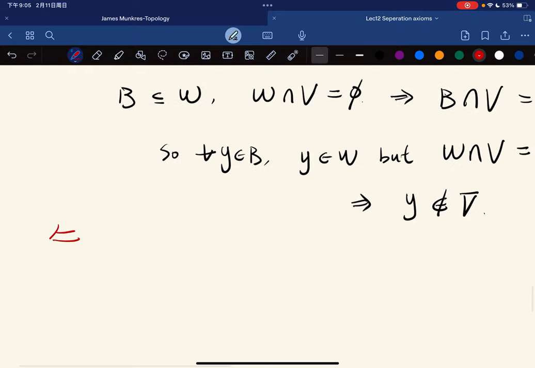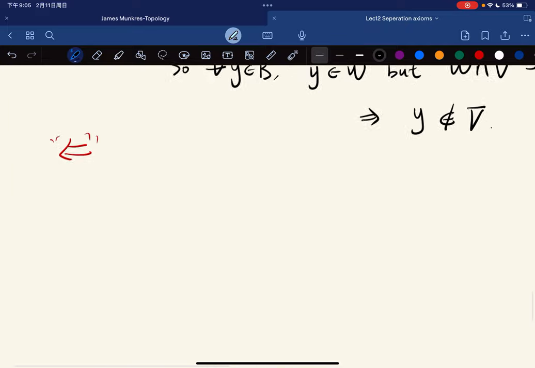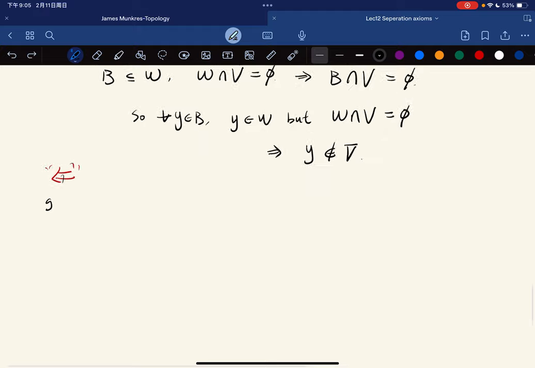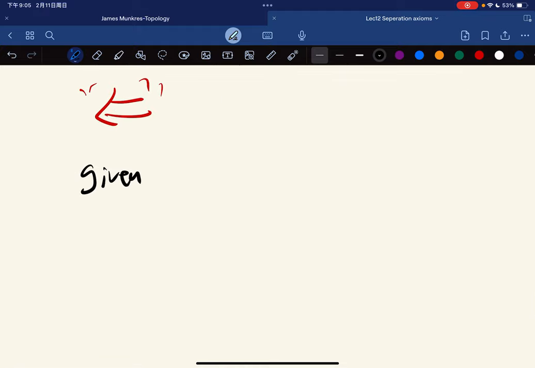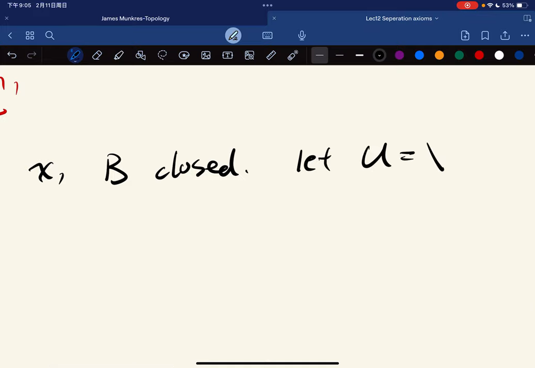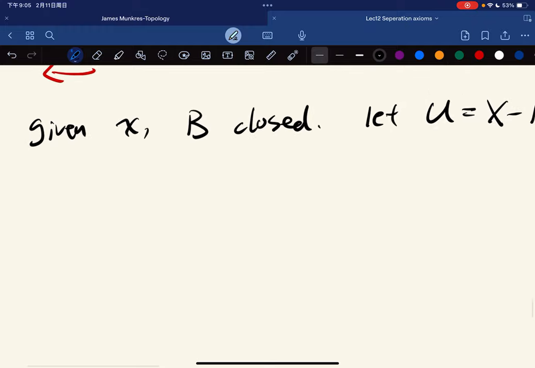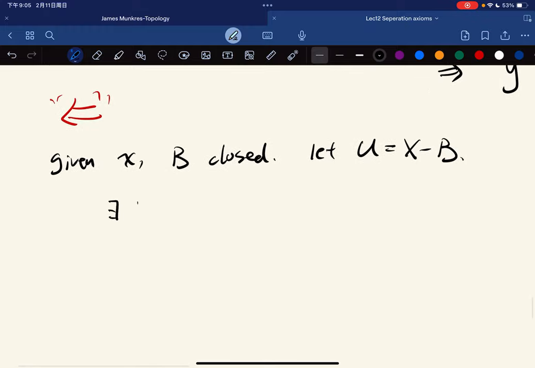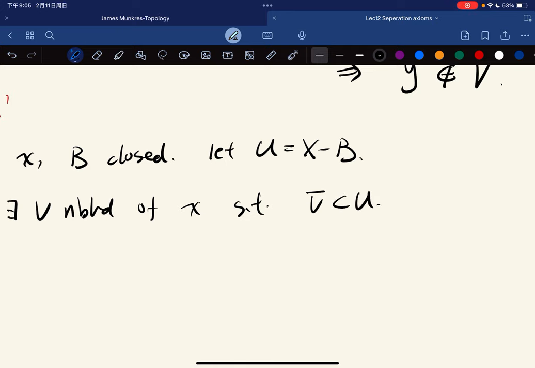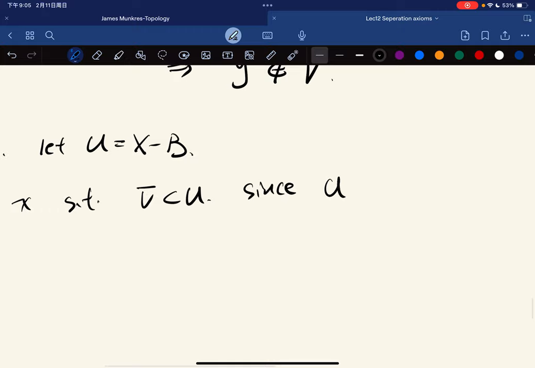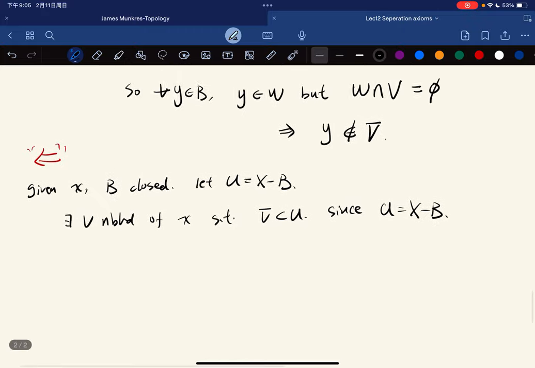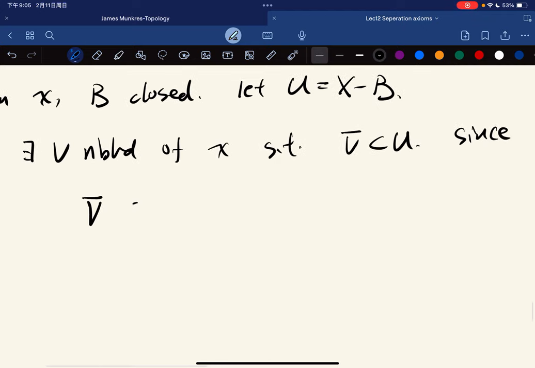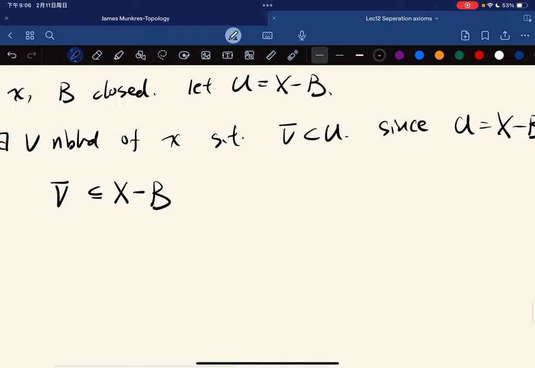Let's move on to the converse. Now we know that if we're given X and a closed set B, we let U equal X minus B. We know that there exists a neighborhood V of X such that V bar is contained in U. But since U is X minus B, V bar is in X minus B.